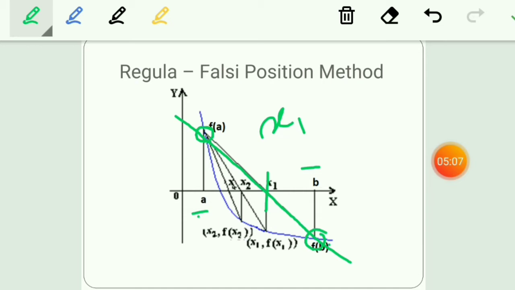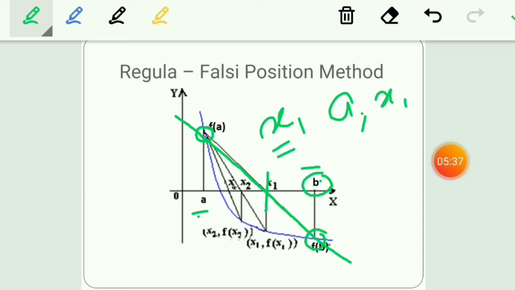Now you can see here f of a is related to a, f of b is related to b. Now b can be replaced with the help of x1. Okay. So now for the next iteration, the calculation for x2 will depend on a and the value of x1, on these 2 values. a and x1. The first iteration was on a and b. Now for the second iteration we will take a and x1.